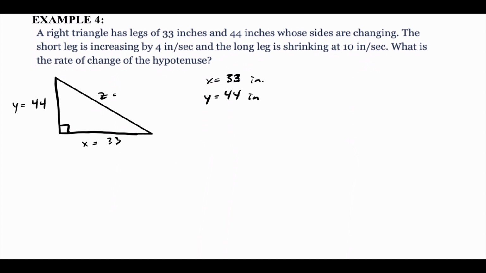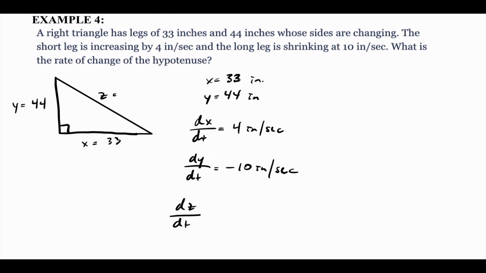Okay, second sentence, the short leg for me is X, right? Now, if you flipped them, the short leg for you would be Y. Okay, so like I said, they're interchangeable. So the short leg is increasing by 4 inches per second. So that's dx over dt. Increasing by 4 inches per second. The long leg is actually shrinking by 10 inches per second. So that means it's going to be negative 10. If it's shrinking, it's losing size, so negative. What is the rate of change of the hypotenuse? dz over dt equals what?